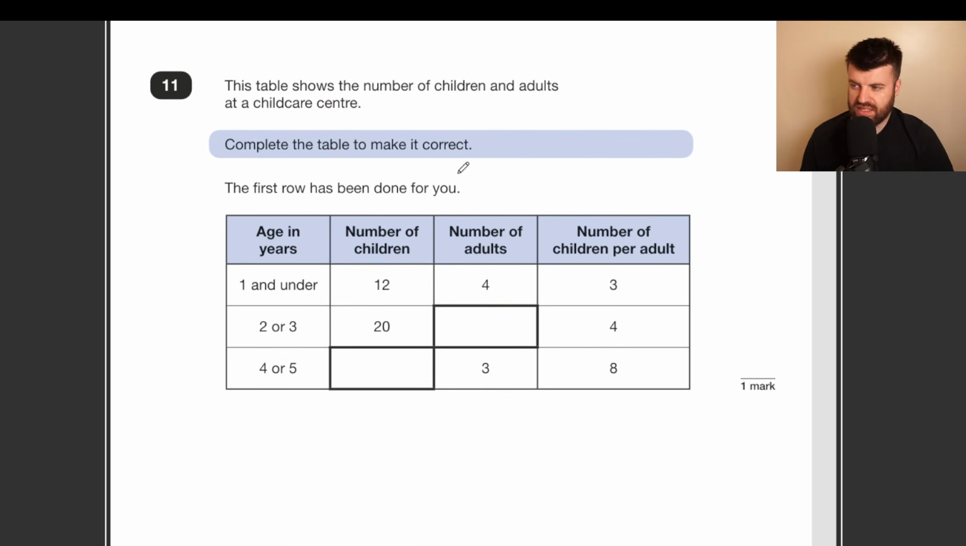Question 11. This table shows the number of children and adults at a childcare centre. Complete the table to make it correct. The first row has been done for you. This is so convoluted and confusing for what is basically just a times table question. Let me show you what I mean.